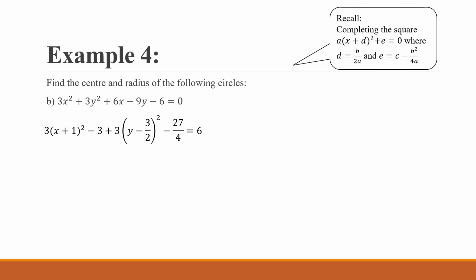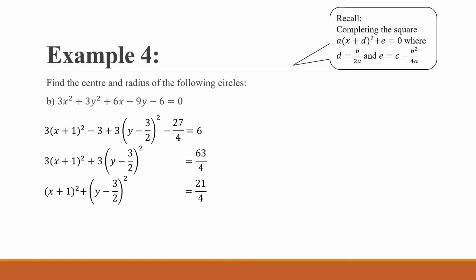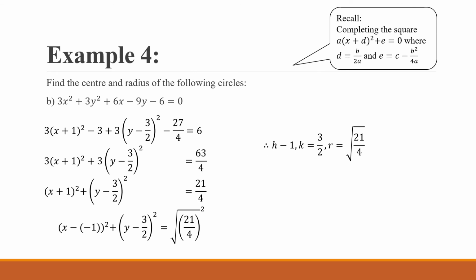From our completing the square, we collect all the constants on the right and then we divide by 3. And finally, rewrite the equation in standard form. We know that the value for h is negative 1, k is 3/2, and r is √21/4. So the final answer is the center is (-1, 3/2) and the radius is √21/4.